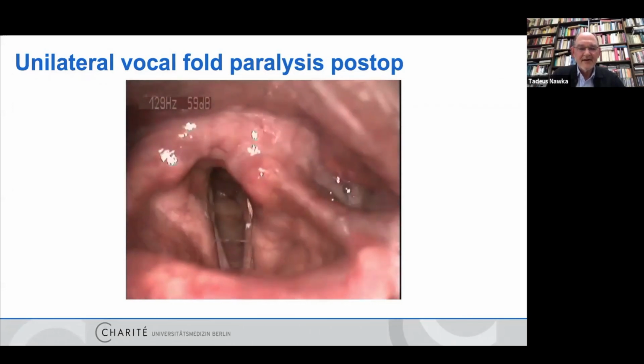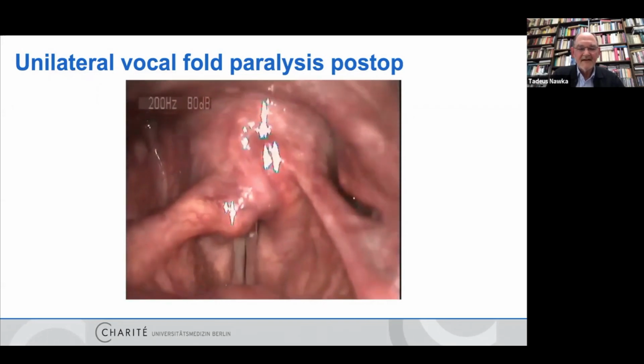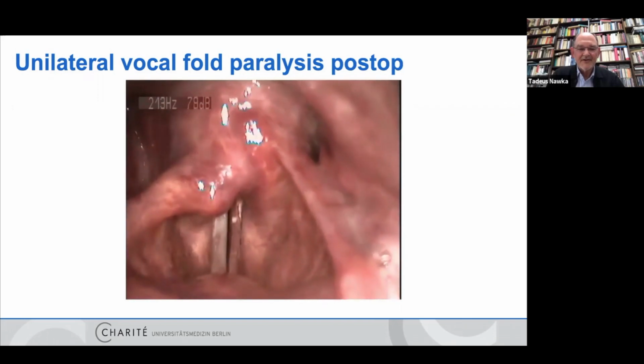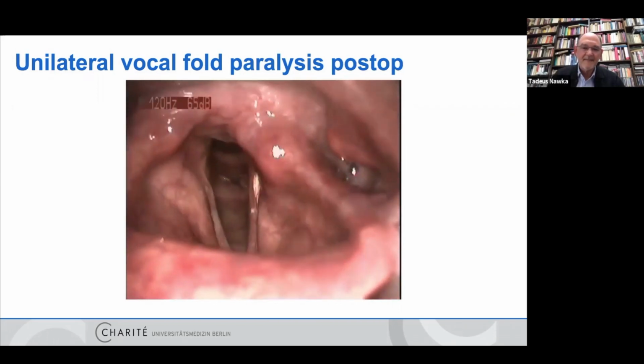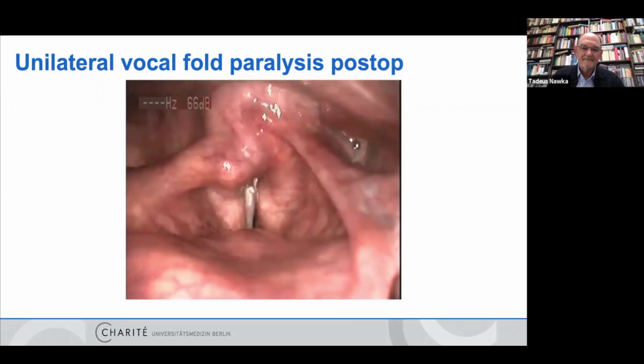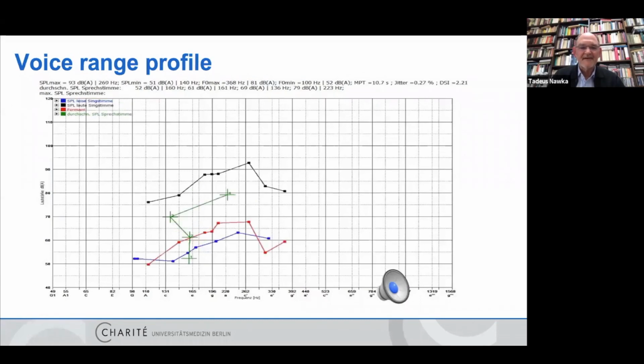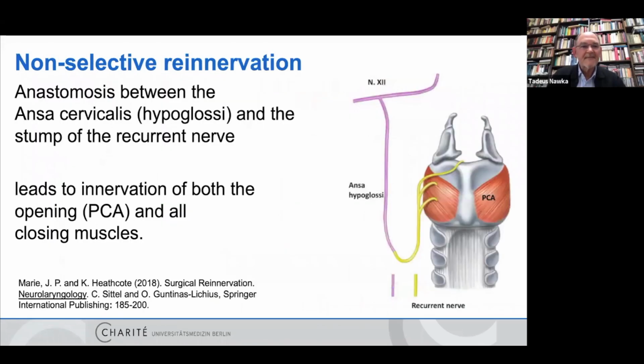The voice is lower again, it's tight, and there is much more comfort for the patient to talk and speak. Okay, here's the speaking voice profile before the surgery, and this is afterwards, and you can see that there is really an improvement, that he really can utter different tones, different notes at different levels.